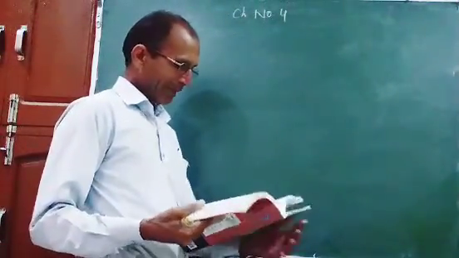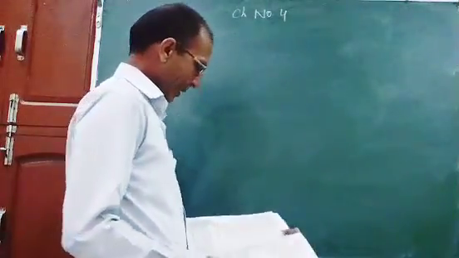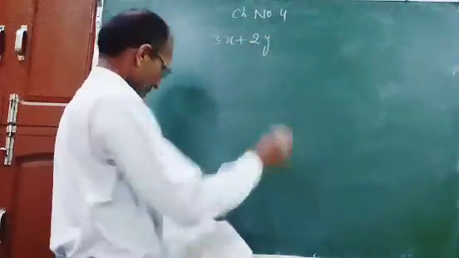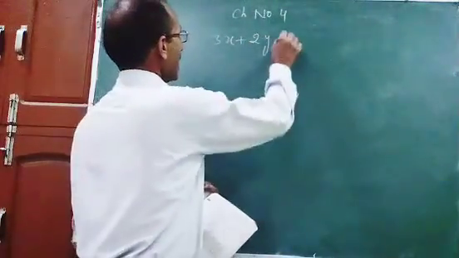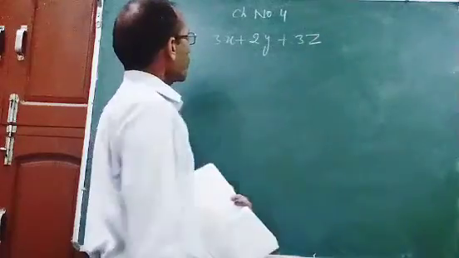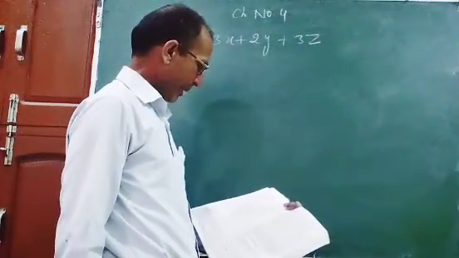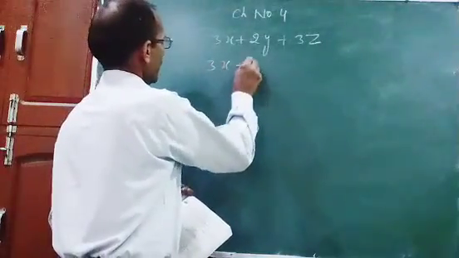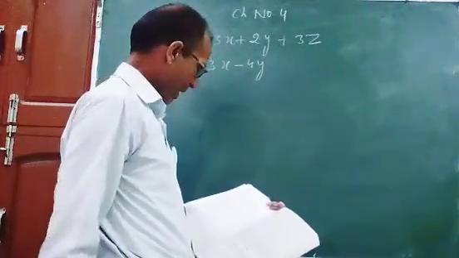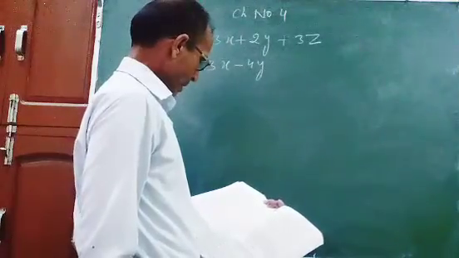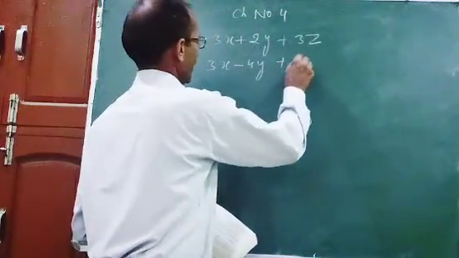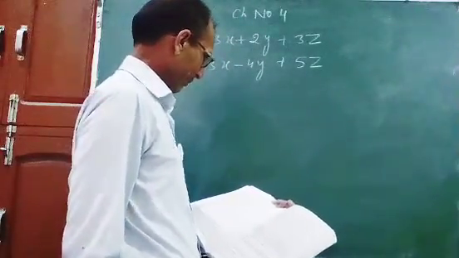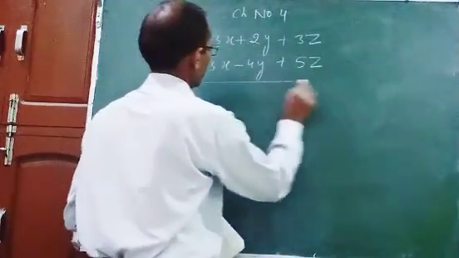Question number 7. From the sum of 3x plus 2y plus 3z and 3x minus 4y plus 5z. So from this sum, now add them.